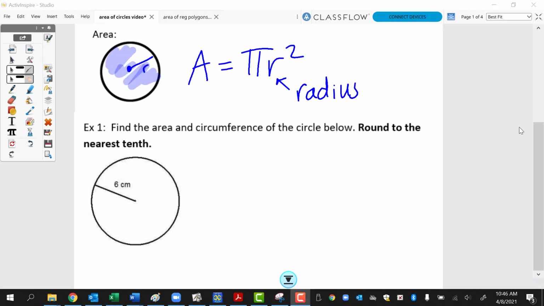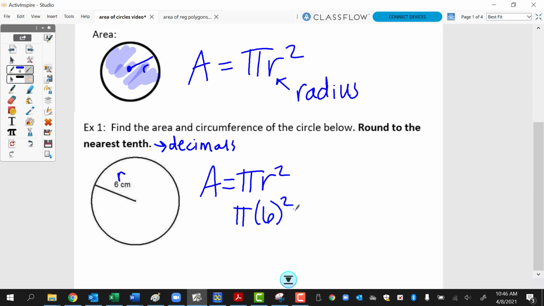So here we go. All right, on the circle, we're going to find the area and circumference of the circle below, rounding to the nearest tenth. We know rounding to the nearest tenth means decimals. We're going to do area first, so I'm going to write down my area formula, pi r squared. What is my radius in this circle? I'm going to label it, it's 6. Great, so I'm just going to plug in 6 for r, so pi is still there. We're going to do 6 in parentheses squared. And then we're going to type it in the calculator, in Desmos.